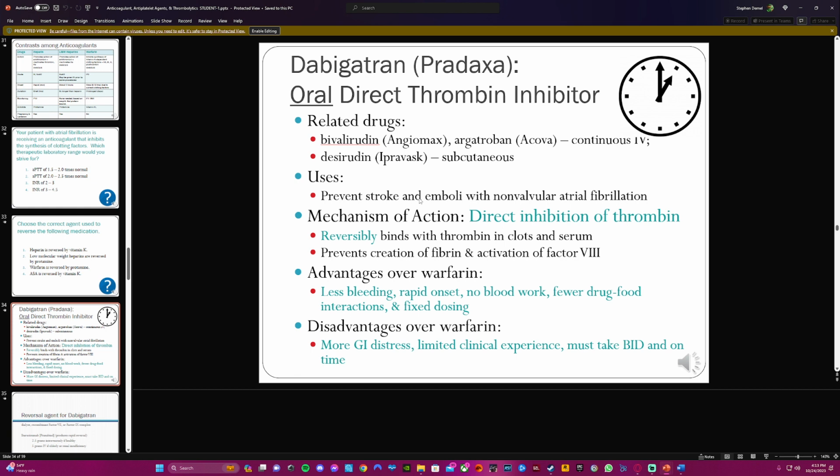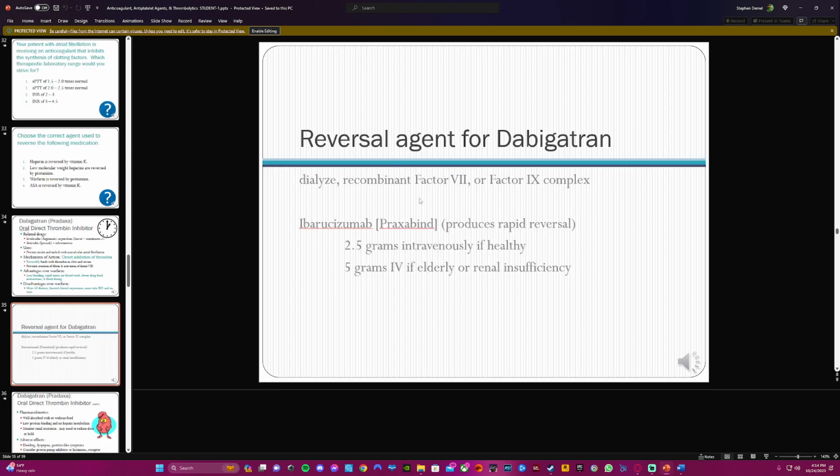of thrombin. This reversibly binds with thrombin in clots and serums, prevents creation of fibrin and activation of factor VIII. Advantages over warfarin is there's less bleeding, rapid onset, no blood work, fewer drug-food interactions, and fixed dosing. Disadvantages over warfarin is it causes more GI distress, limited clinical experience, and must take twice a day and on time. Reversal agent for dabigatran is dialyze, recombinant factor 7 or factor 9 complex.